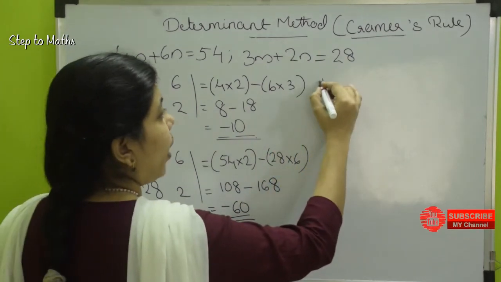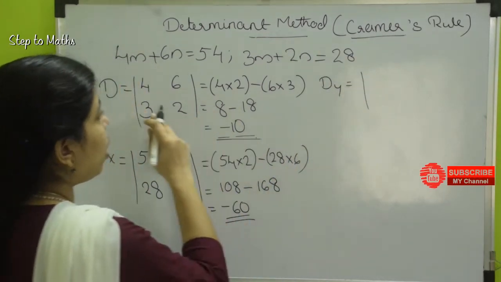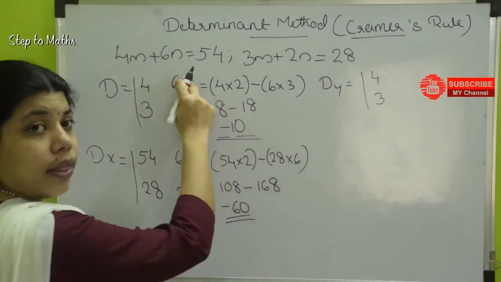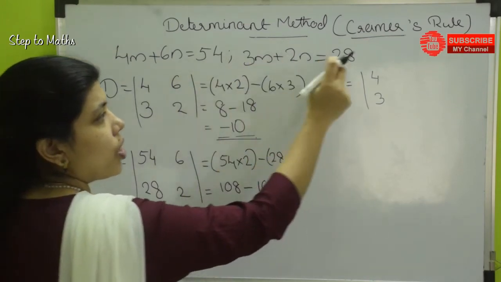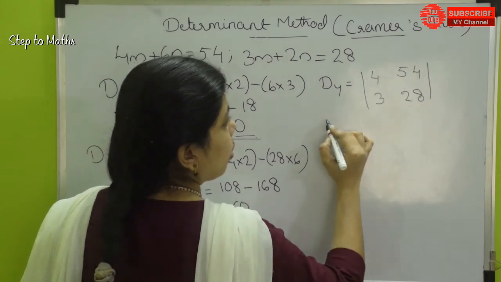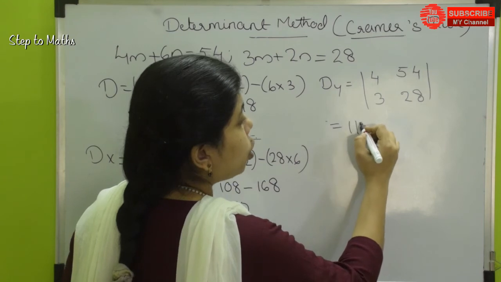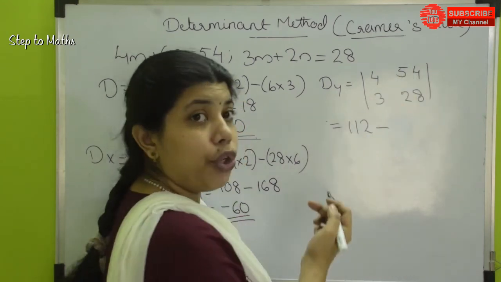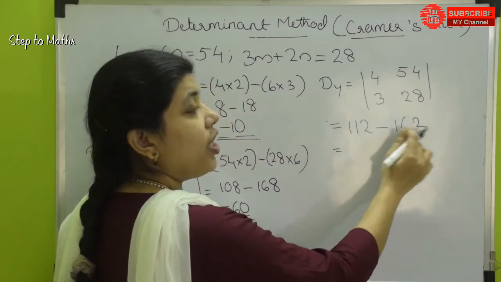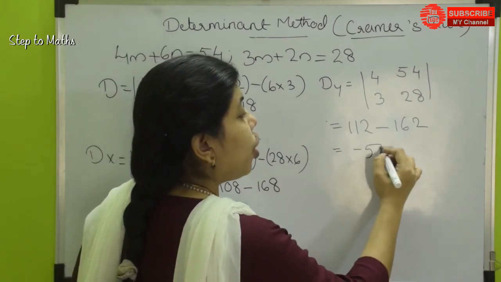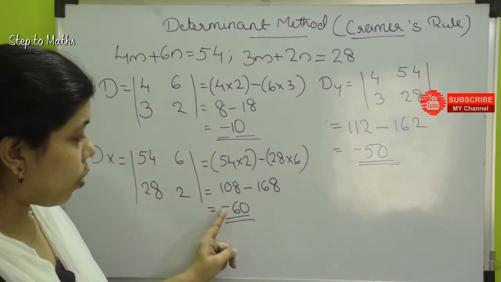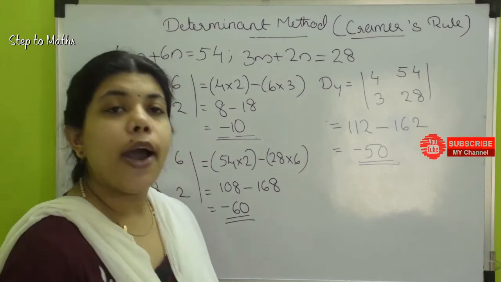Now find the value of dy. dy is equal to, the first column is coefficients of x, that is 4 and 3. And the second column, the coefficients of y, are replaced by constants 54 and 28. 4 into 28, 112 minus 54 into 3, 162. 112 minus 162 is minus 50. The value of d is minus 10, dx is equal to minus 60 and dy is equal to minus 50.